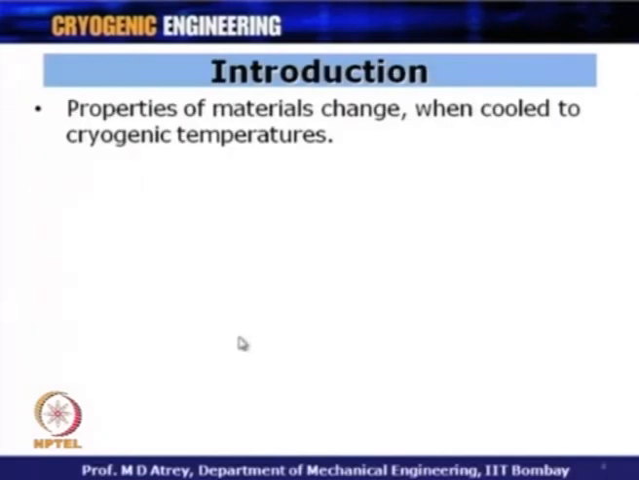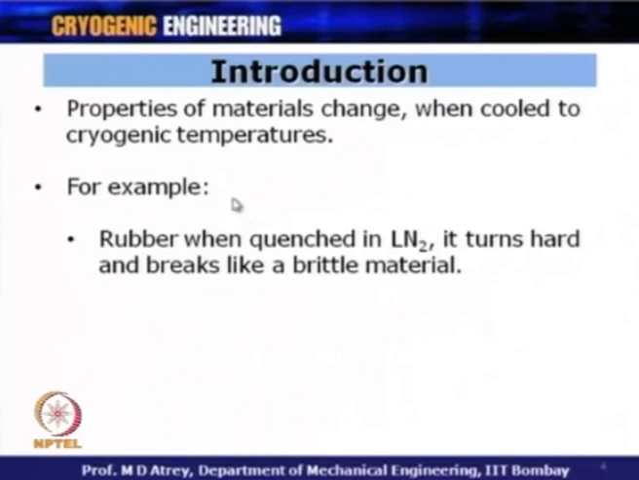Why are we studying all these things? We want to study this because the properties of material change when cooled to cryogenic temperatures, and sometimes these changes are drastic. For example, we have seen a video earlier and we will see the experiment again. We can see from this experiment that rubber, when it got quenched into liquid nitrogen, turns hard and it broke like a brittle material, which we just saw.